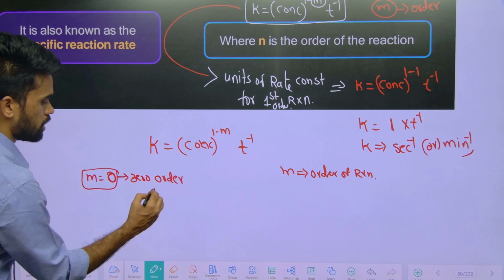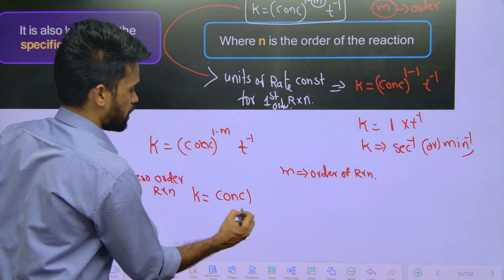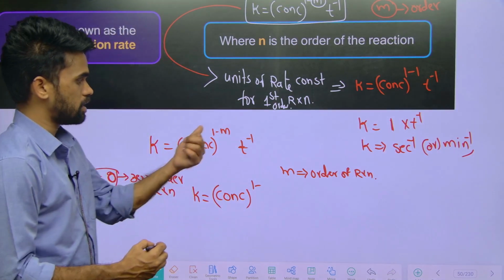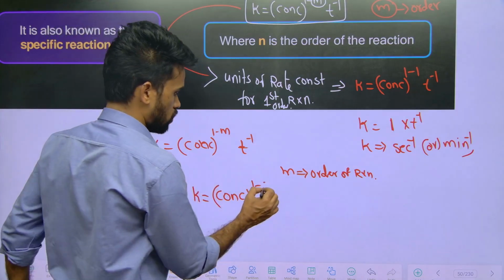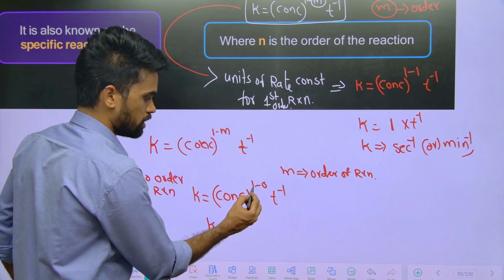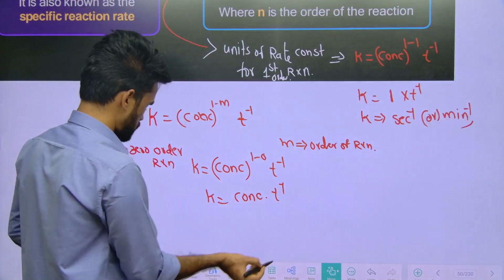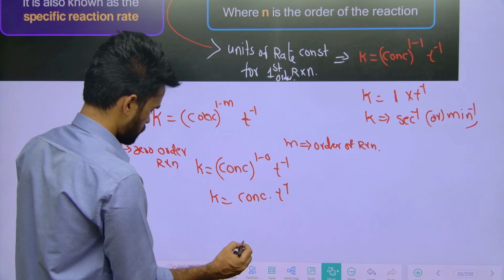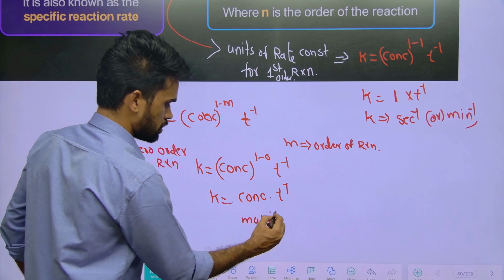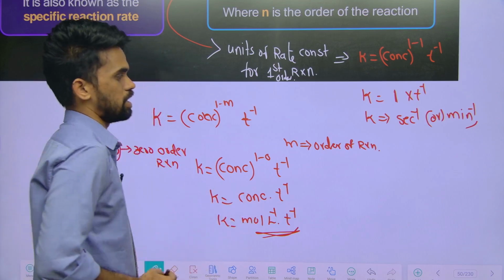So now what happens? K will be equals to concentration to the power 1 minus m. Here m value is how much? 0, because m indicates order of the reaction. I am saying 0 order. Time inverse. So concentration to the power 1 minus 0 is 1 only. So you are going to get concentration multiplied with time inverse. So what are the concentration units? Mole per liter into time inverse. So this is how you need to calculate your final answer.